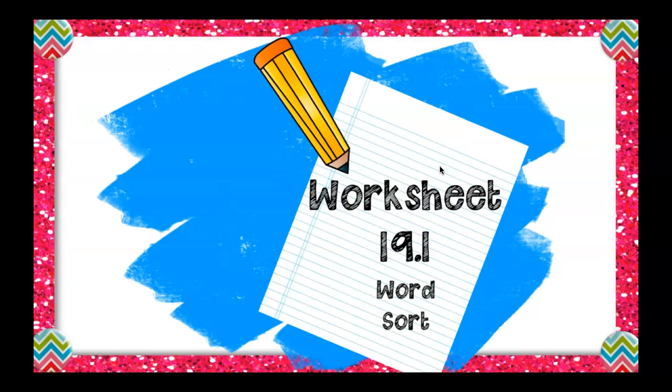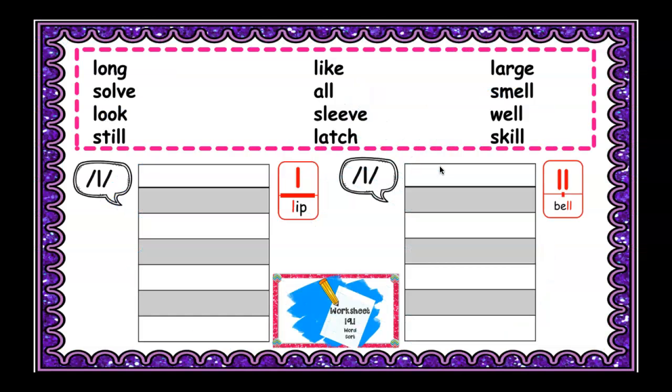Those double L spellings. So today in Class Kick on worksheet 19.1, you're going to be doing a word sort, and you're going to be sorting the words by the L spelling for the L sound and the double L spelling for the L sound. For example, I see this word long. It's spelled with one L, so I'm going to write it in this column for the L spelling. This word smell, I'm going to write in this column for the double L spelling.